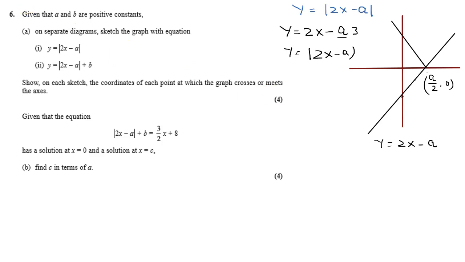So we can say this graph is... so this is our graph where this coordinate touching x is a over 2 and 0, and the y coordinate will be a.